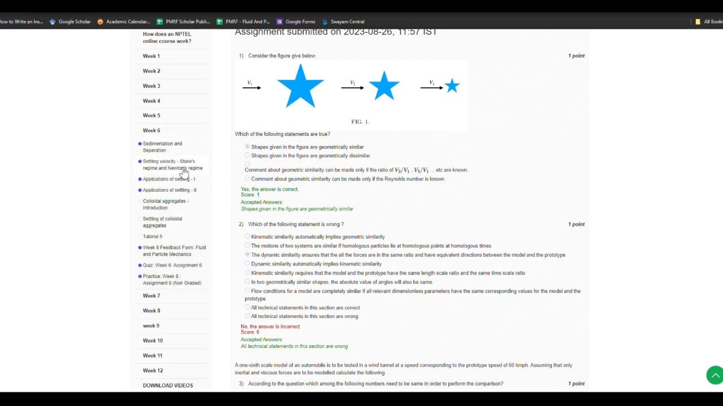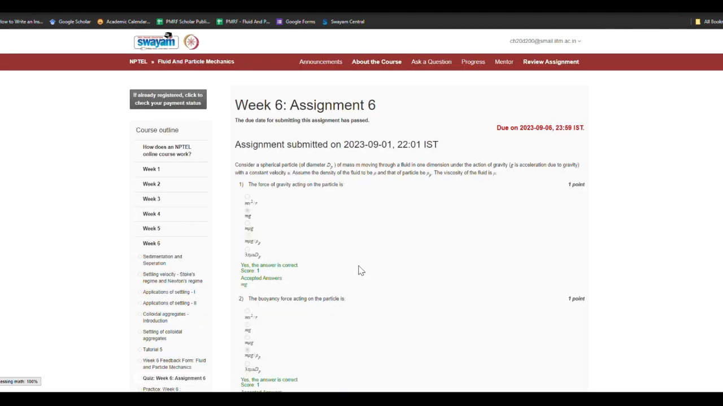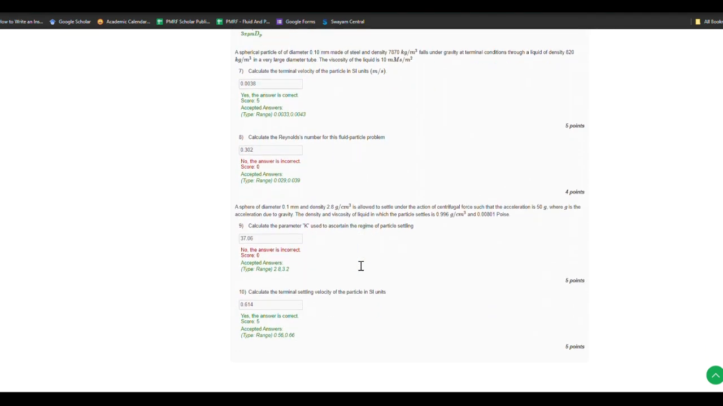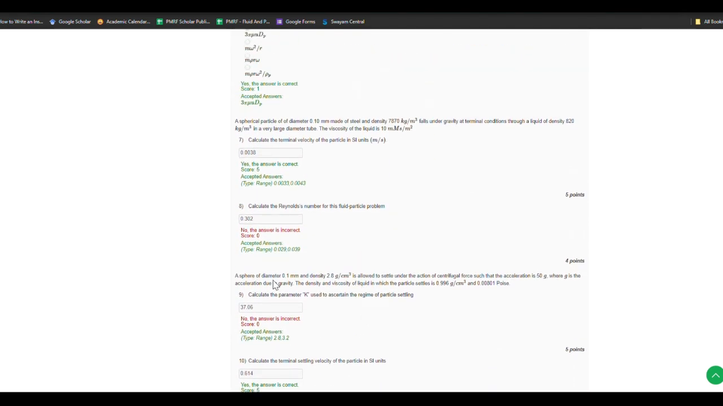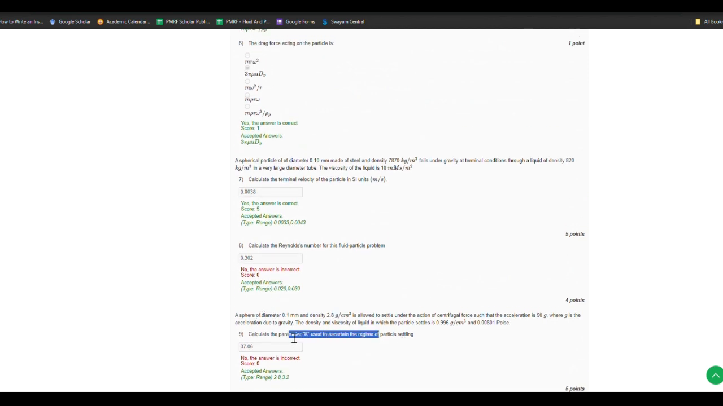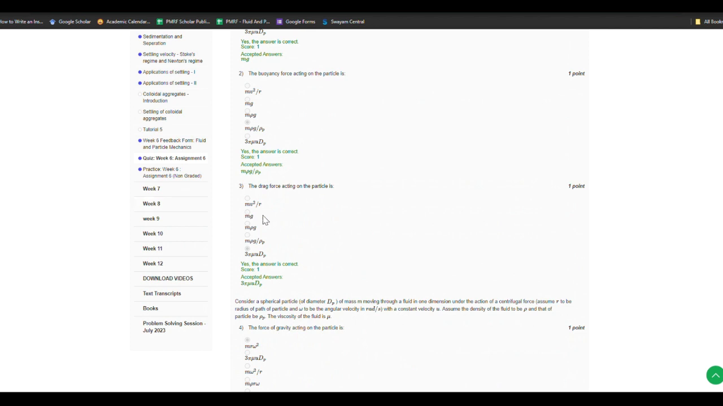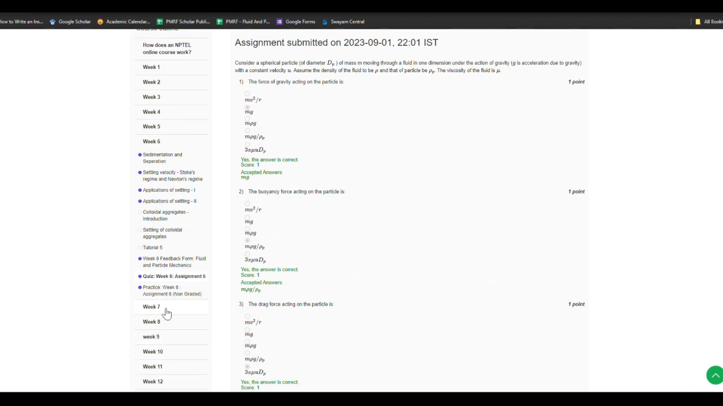Now, in week 6, we discussed sedimentation, separation, settling velocity, Stokes regime, Newton's regime, and colloidal aggregates. We had a small section on fractal dimension, which we discussed in great detail. And we discussed the parameter K, which determined which regime the particle was settling in.